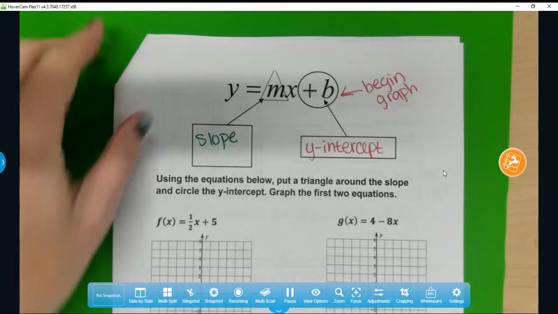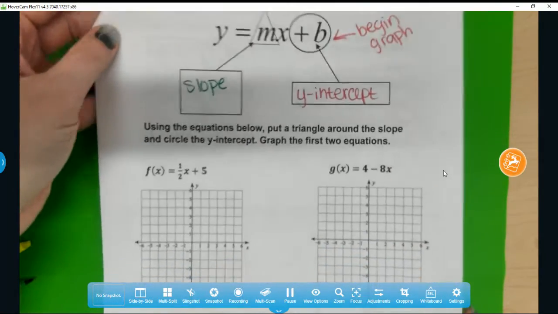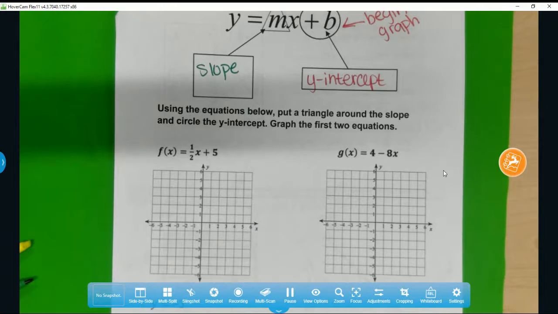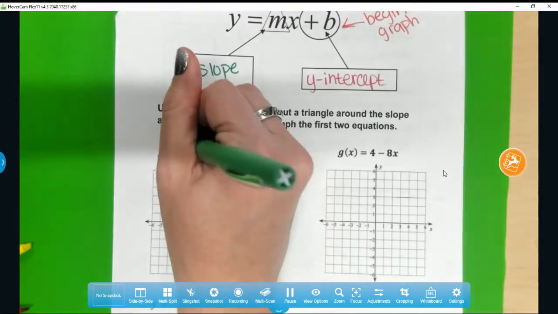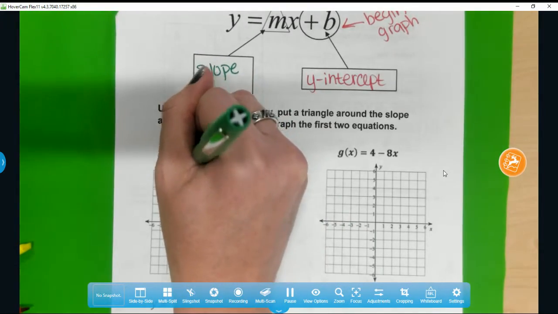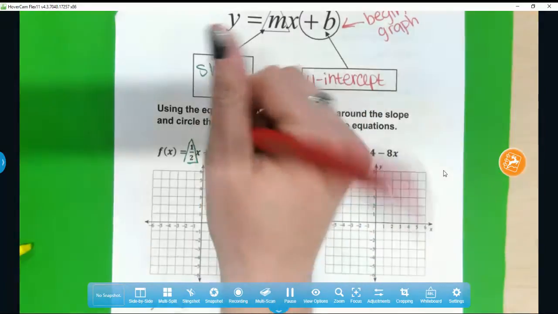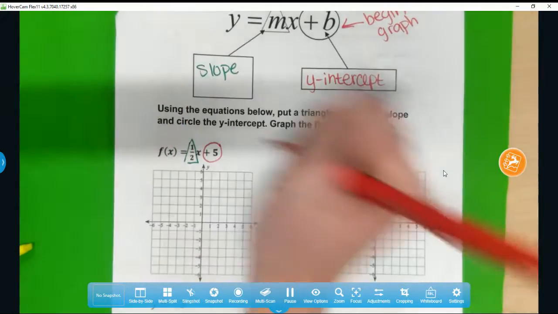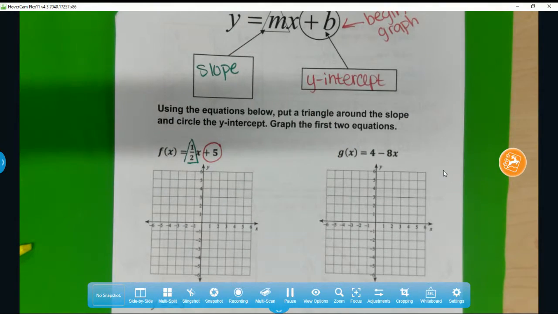Okay, so using the equations below, put a triangle around the slope and circle the y-intercept. And then we're going to graph just the first two. So we're going to go ahead and put a triangle around the slope. We're going to circle the y-intercept. Make sure you include that sign. And now we're going to graph.